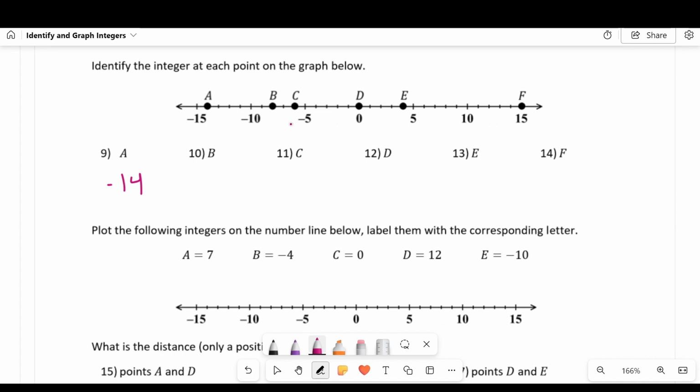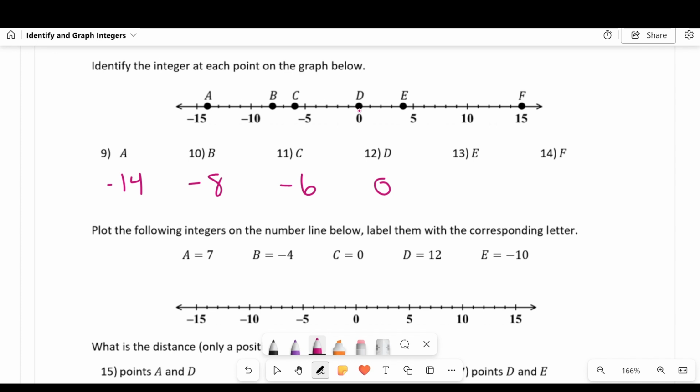B is in between the negative 10 and negative 5, so I'm going to start at negative 5, negative 6, negative 7, negative 8. Try letter C. Start here at negative 5. That would be negative 6. D is a nice easy one. It's on the 0.